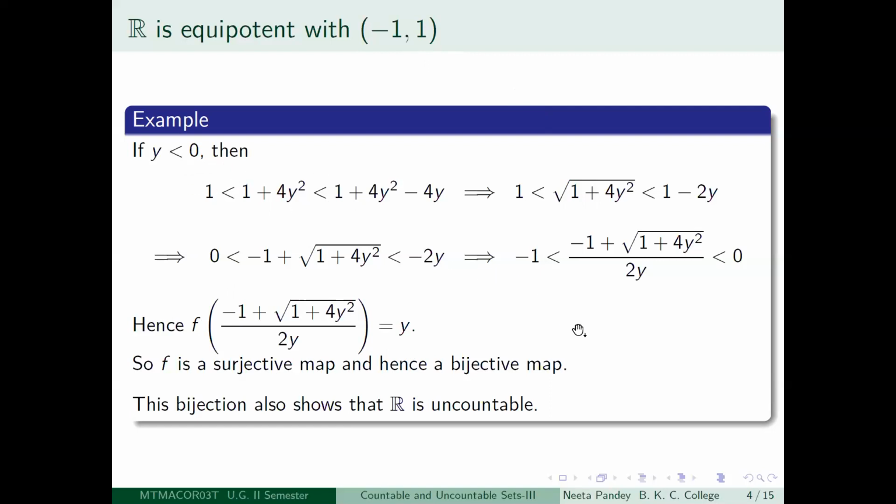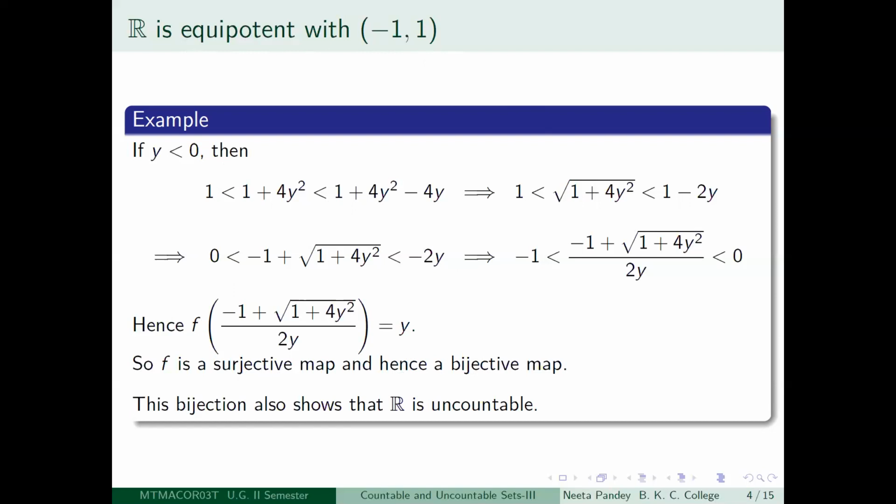So you have seen the three cases: 0, greater than 0 and less than 0. In all the three cases, for a real number, its pre-image under f is non-empty, so f is a surjective map. You have already seen that it is an injective map, so f becomes a bijective map, which proves that R is equipotent with the open interval minus 1, 1.